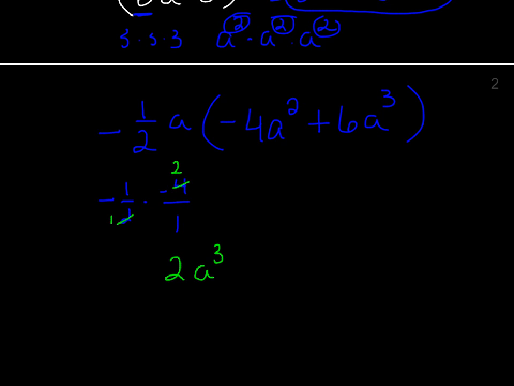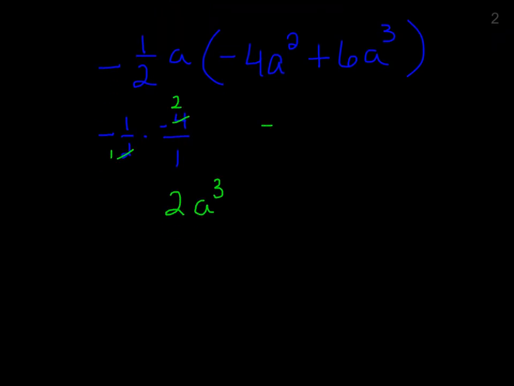And then on your second one, you're going to multiply negative 1/2 times 6. We'll put that 6 over 1, cancel, make that a 1, make that a 3. So negative 1 times 3 becomes negative 3. So negative 1/2 times positive 6 is negative 3. Then we multiply the variables. A times a to the third becomes a to the fourth.